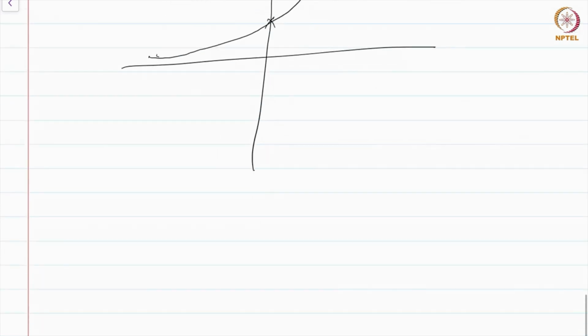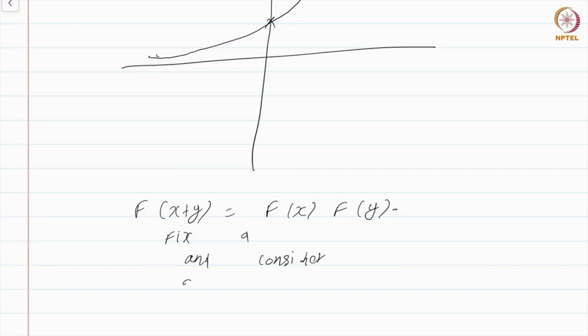Now another property of the exponential function that you are familiar with is f of x plus y is f of x times f of y. You will notice that I am going to prove everything from the two properties in the previous theorem, that f of 0 is equal to 1 and f prime is equal to f. So what I'll do is fix a and consider g of x to be f of a plus x.